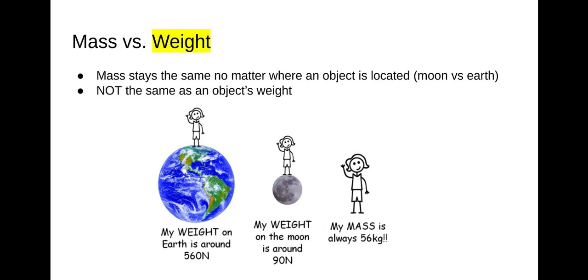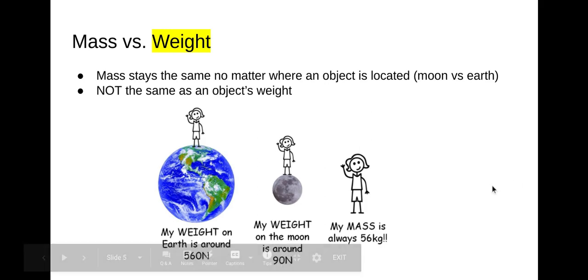Whereas weight has to do with how much gravitational force is placed upon you. Mass stays the same no matter where you're located, whether you're on the moon or on Earth. And it is not always the same as an object's weight. You can see that this little person is standing on Earth and their weight on Earth is about 560 newtons. Their weight on the moon is around 90 newtons, but their mass is always 56 kilograms.